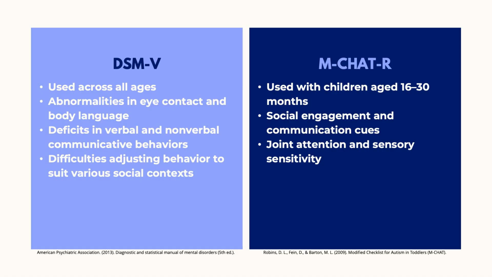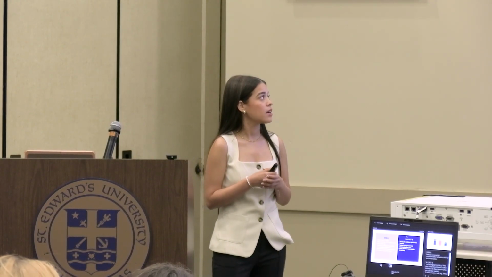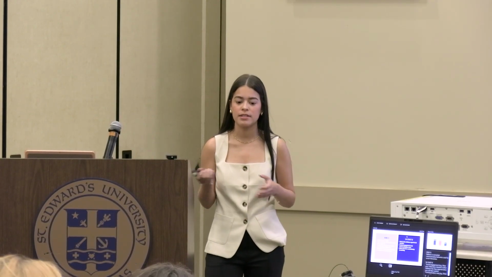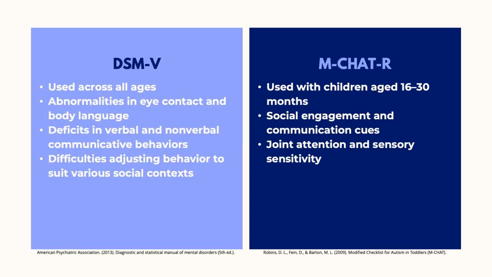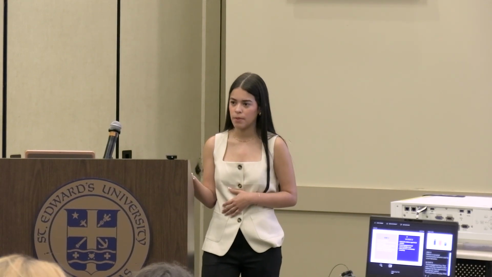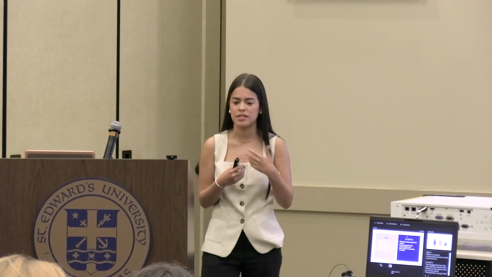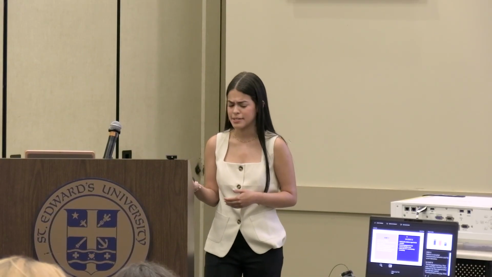Some of the assessment tools that we have to diagnose a child with autism include the DSM-5, which I'm sure many of you may be familiar with. This is a tool used across all ages. So I can diagnose someone with autism that's 3 years old by using this tool and someone that's 30 years old, for example. And it looks at a lot of different things, including abnormalities in eye contact as well as body language, and deficits with verbal and nonverbal communication, especially when the individual is engaging in any sort of social environment. And it also looks at difficulties adjusting one's behavior to fit into different social contexts.